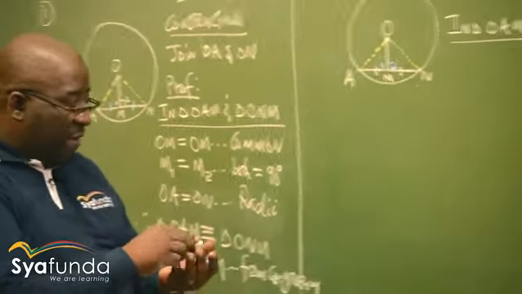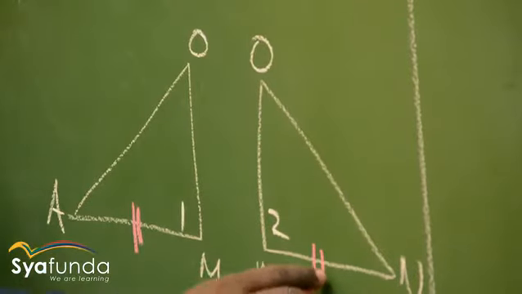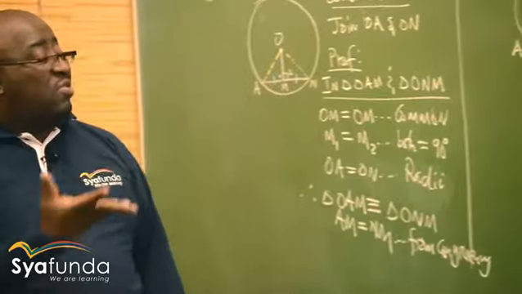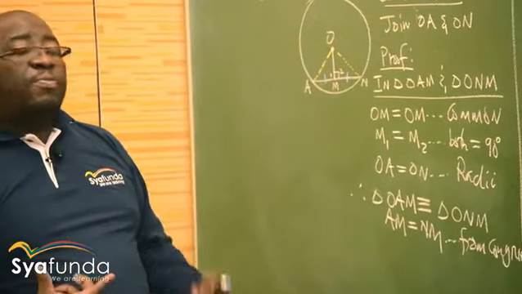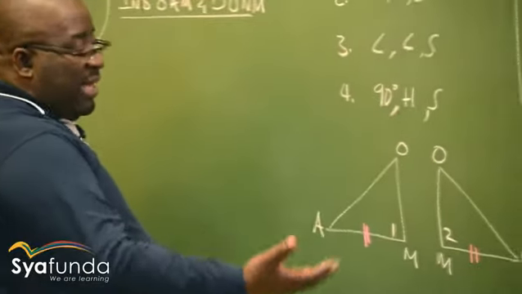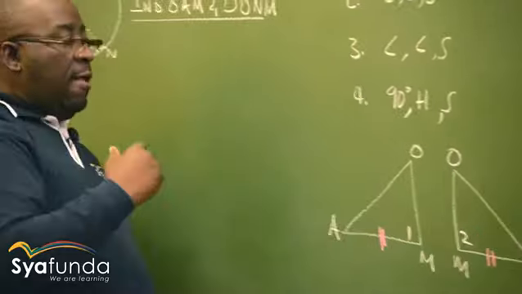Remember that we are given that this side is the same as this side. Those 2 are the same. It's given. So it is advisable that you always mention what you are given in this particular case. We want to prove that these 2 triangles are congruent. We can use either side, angle, side, or 90 degrees, hypotenuse, side.